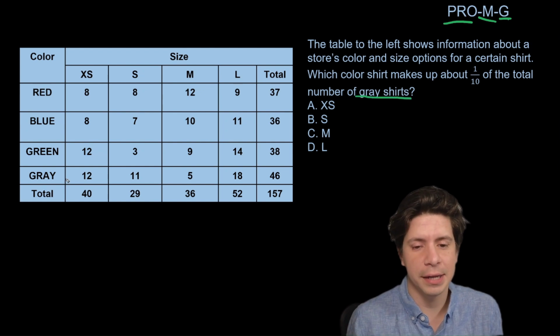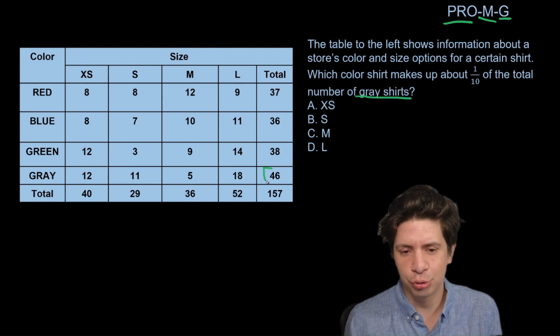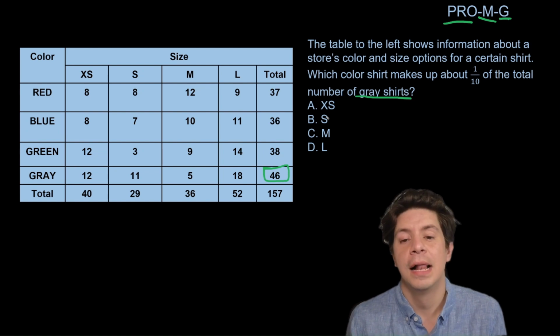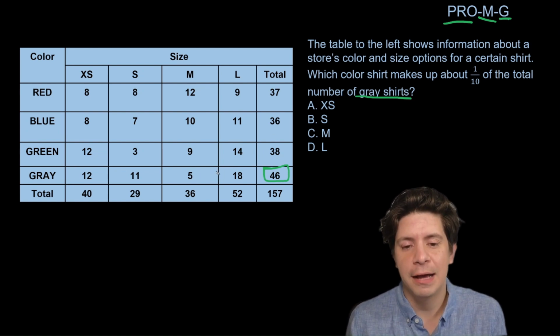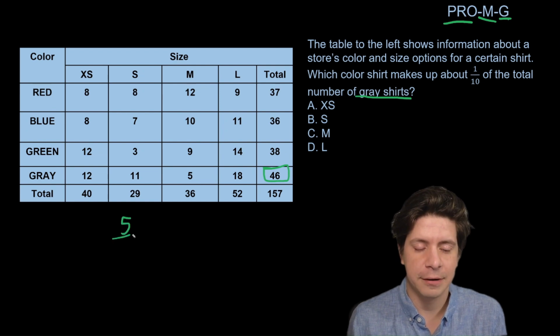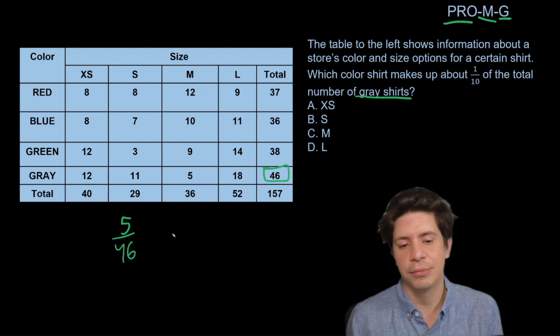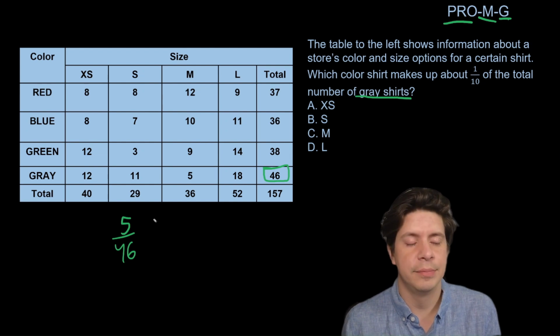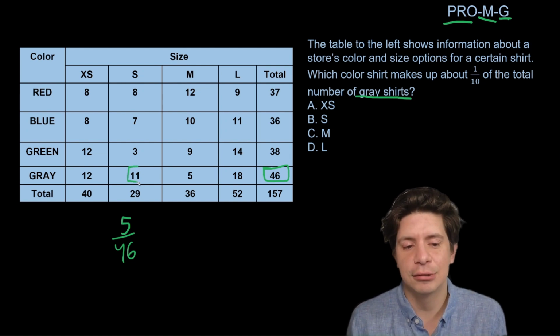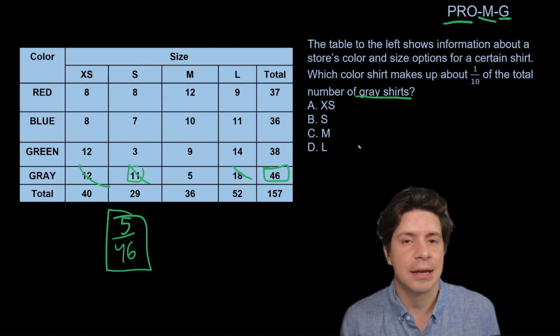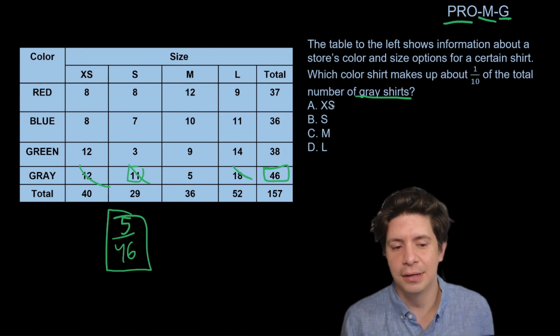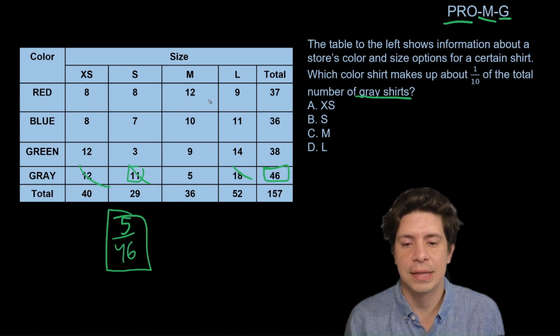So if we look at gray, we have a total of 46. You can trust the numbers here, they're not going to lie there. And then which of these is closest to 1/10? 5 is the closest to 1/10 because 5 out of 46 would equal something just a little north of 1/10. It'd be like 0.109 or something, and everything else would be bigger than that, so they'd be too big. So it'd be 5 out of 46. So you can see I didn't even have to do calculations on a calculator. I just approximated, and I would know that that's medium, so it's C.